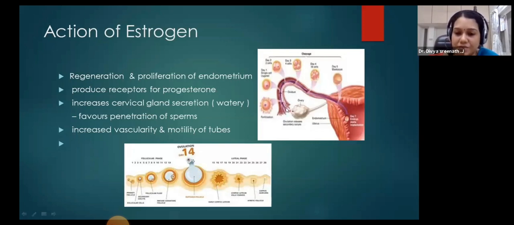So the fertilized ovum will not reach the uterus. Sometimes it may implant here, and this may result in an ectopic pregnancy or tubal pregnancy.